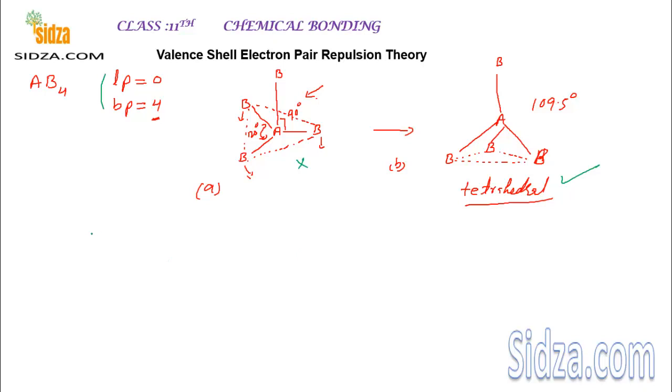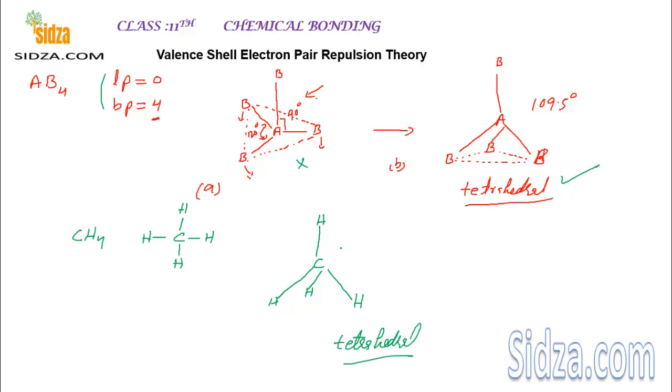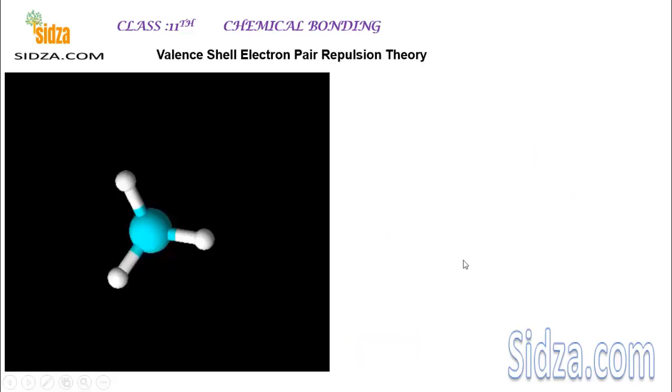And the common example here is methane, right? CH4 with the carbon in the center and 4 hydrogen atoms around it, and there are no lone pairs, only 4 bond pairs. So the carbon will be right there in the middle, and the 4 hydrogen atoms will be like this around it. So this is what we call a tetrahedral shape. Tetrahedral shape. And the angle here is 109.5 degrees.